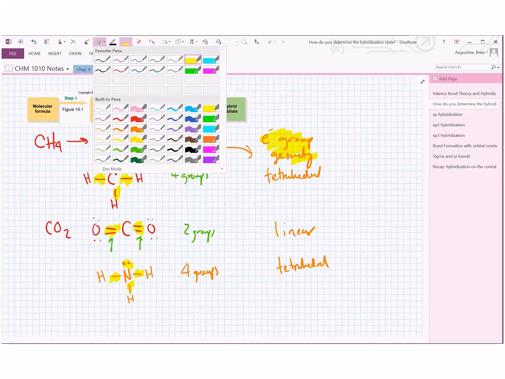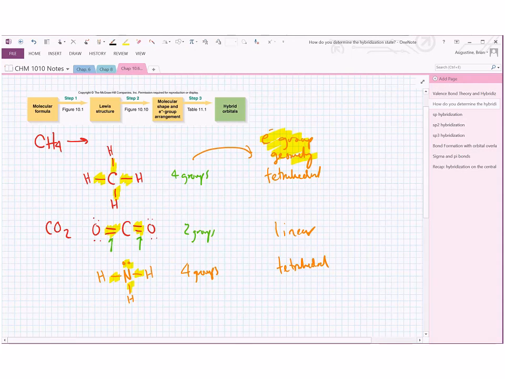So how is that helpful? And then you may have been asking yourselves, why is he making a deal out of this electron group geometry? The reason is, from the electron group geometry, we can predict hybridization. That's what allows me to tell what the hybridization is. That's why we specify what electron group geometry is. Tetrahedral turns out to be sp3. Linear turns out to be sp.